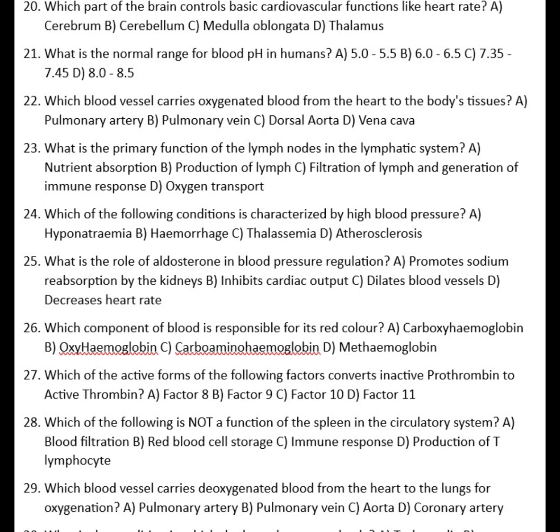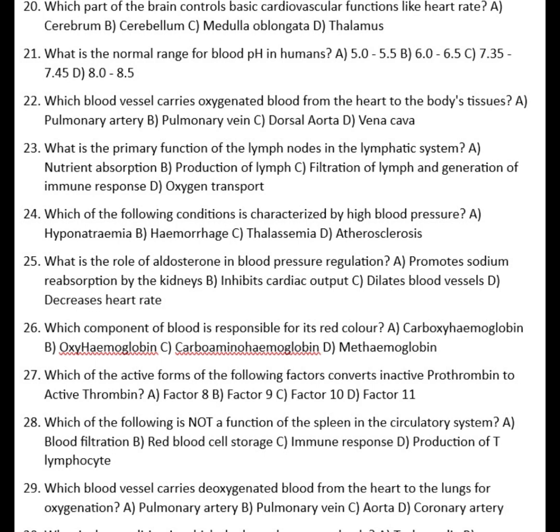25. What is the role of aldosterone in blood pressure regulation? A. Promotes sodium reabsorption by the kidneys. B. Inhibits cardiac output. C. Dilates blood vessels. D. Decreases heart rate. 26. Which component of blood is responsible for its red color? A. Carboxyhemoglobin. B. Oxyhemoglobin. C. Carbaminohemoglobin. D. Methemoglobin.